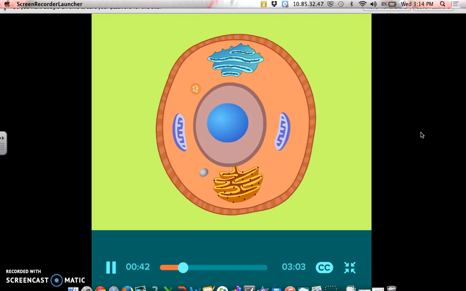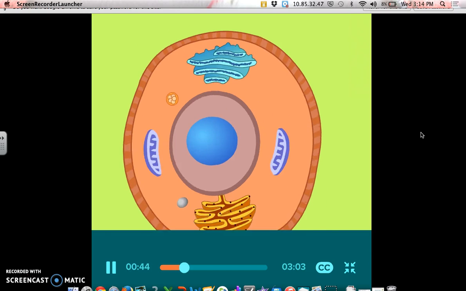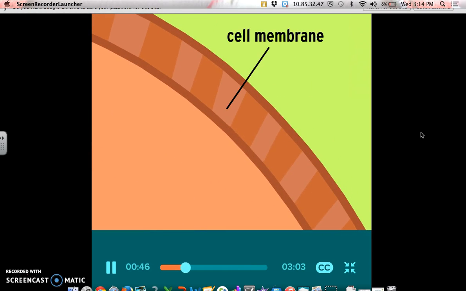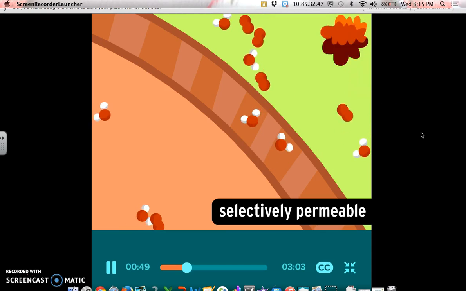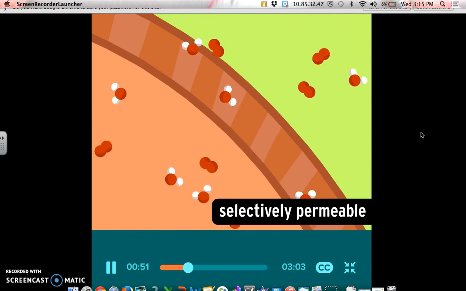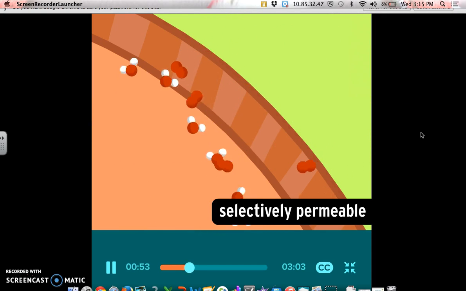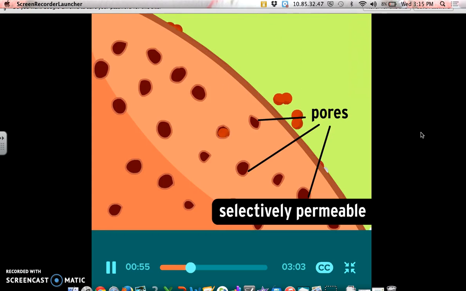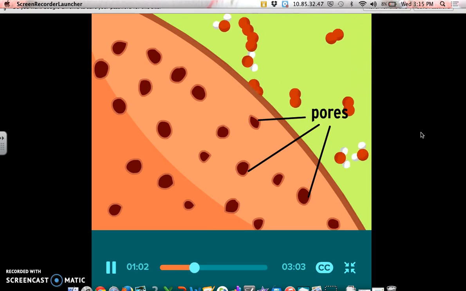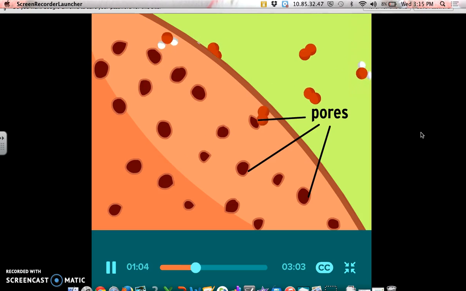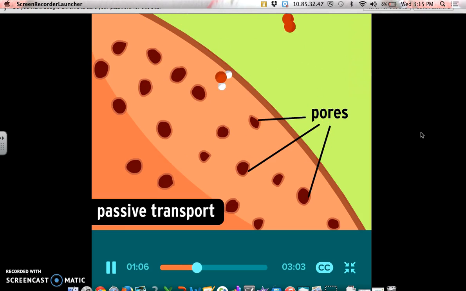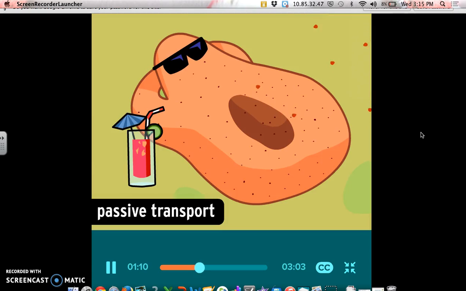How does stuff get in and out of cells? Well, cells are surrounded by protective membranes, but the membranes are selectively permeable. They let some things in and keep others out. The membranes have tiny pores in them that allow certain substances, like water and oxygen, to pass through. These substances can move through the membrane without the use of energy on the cell's part. This movement is called passive transport. The cell doesn't have to do anything to make it happen. It just sits there and lets the water, nutrients, and whatever else pass through.